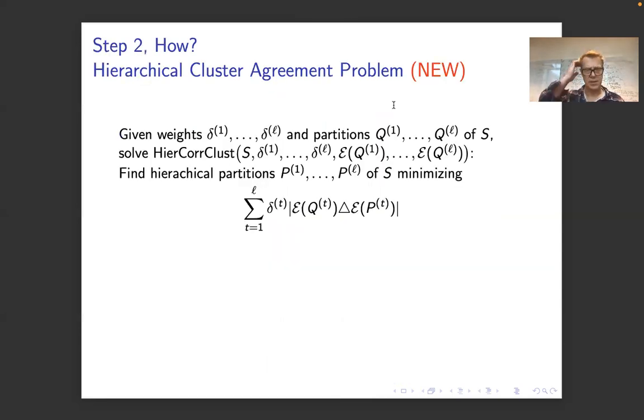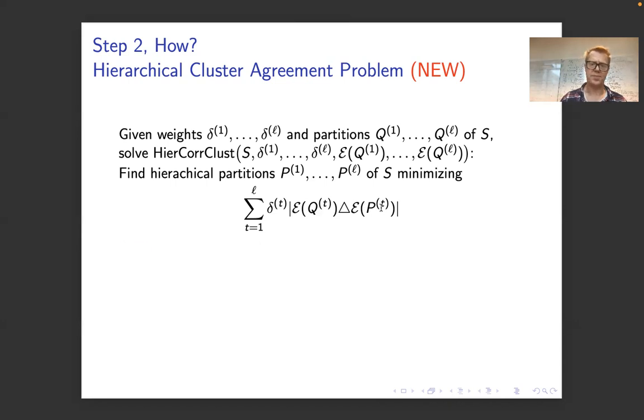The more interesting thing is this new special case of hierarchical correlation clustering that we call the hierarchical cluster agreement problem. So again, for each level, we have some weights. That's not so interesting. But then we have some partitions which are not hierarchical. And now we want to find the best matching hierarchical partitions.